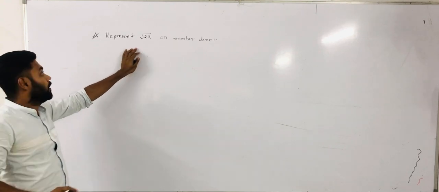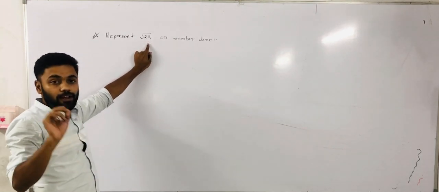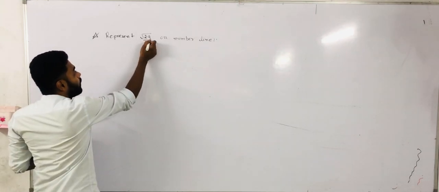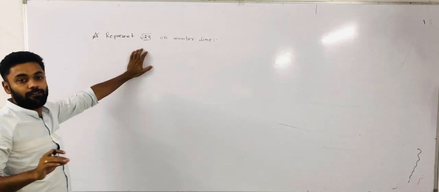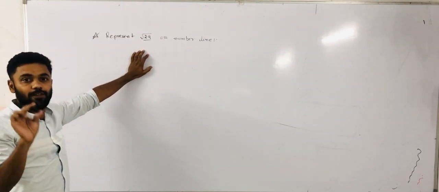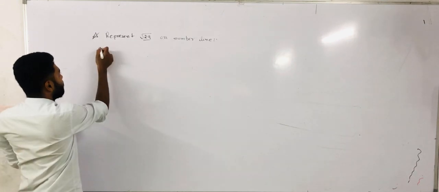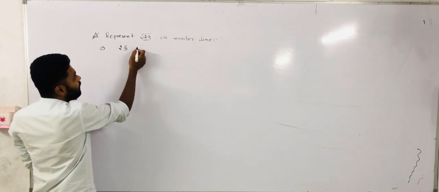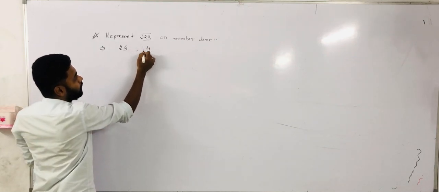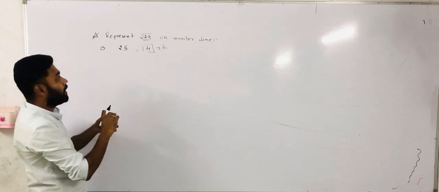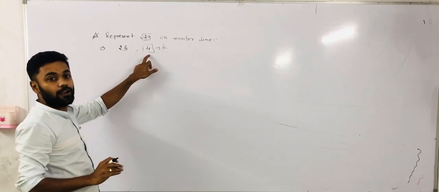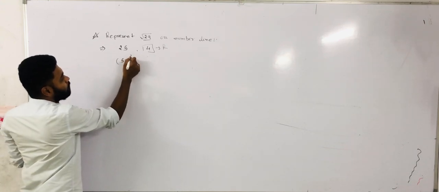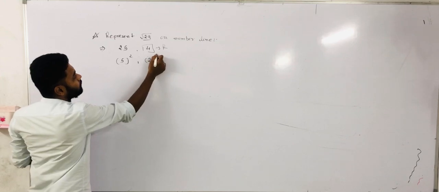The first step is to find the nearest perfect square value to 29. So the perfect square nearer to 29 is 25, which is the square of 5. So the first value that we take is 25. The remaining value, if we subtract 25 from 29, is 4. So we got two values: 5 square, 25, and 2 square, 4.